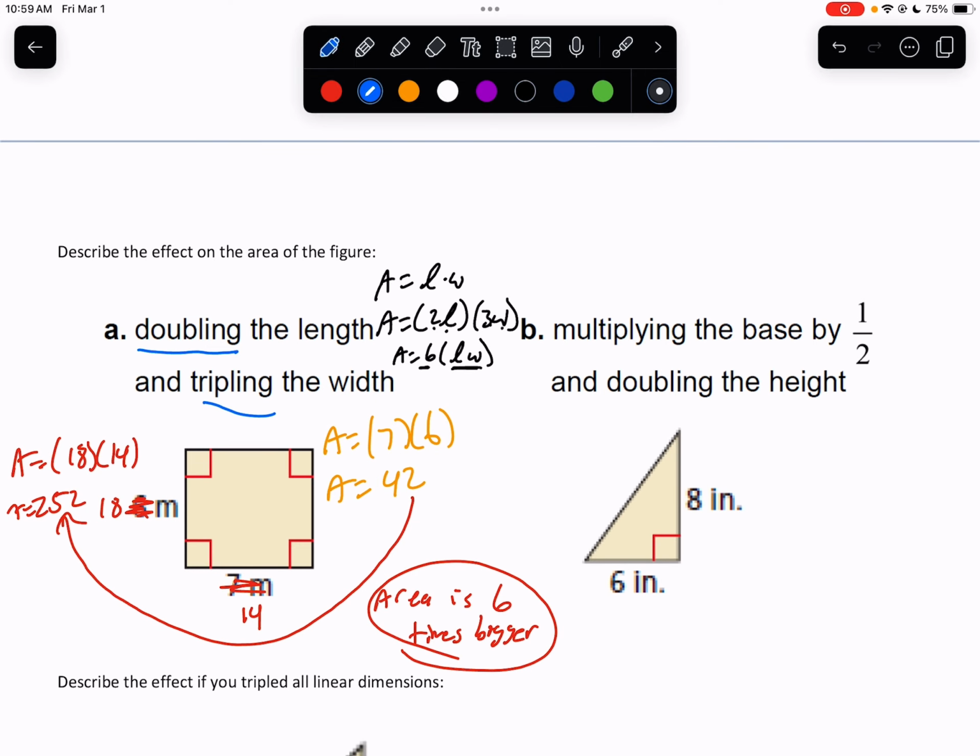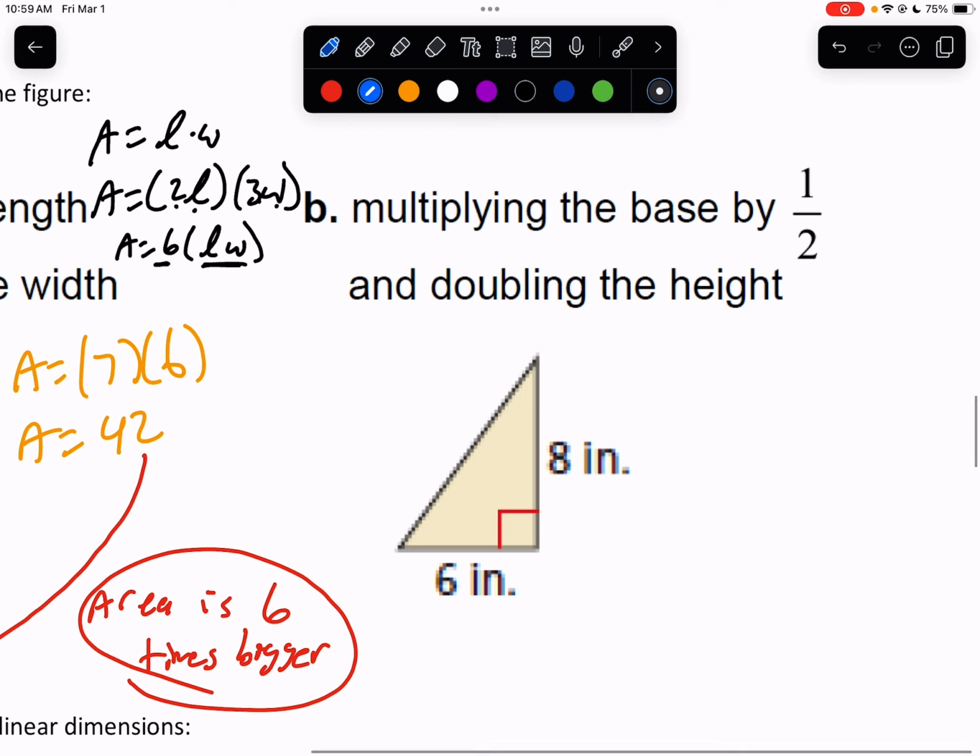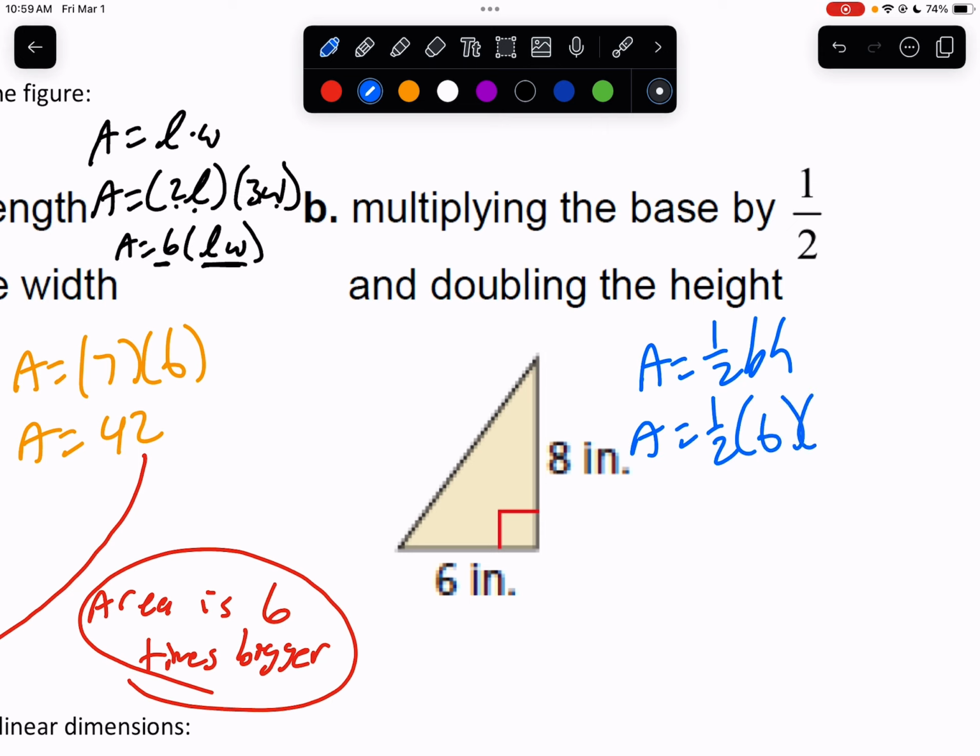All right, next one. What would happen if you multiply the base by 1/2 and double the height? I want you to try to predict it before I do it. I'm going to work it out. This is 1/2 base times height. This is 1/2 times 6 times 8. That would be 24. So the current area is 24.